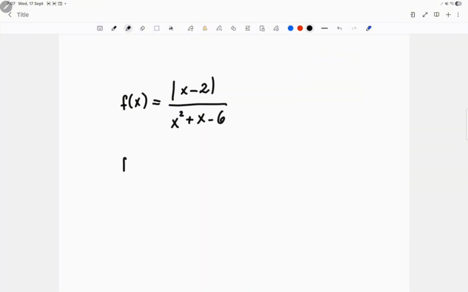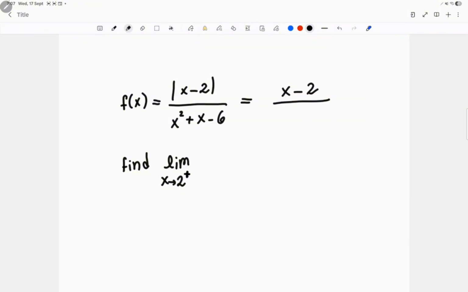Here's the function. I want you guys to find the limit as x approaches 2 from the right. When I say that, do you guys know what that means? The absolute value becomes positive. Just copy paste what's inside the absolute value without changing the sign. That's what plus means. It just means right hand limit.